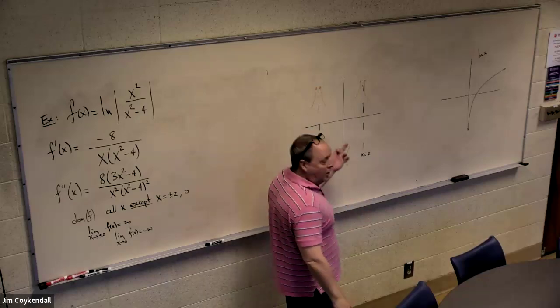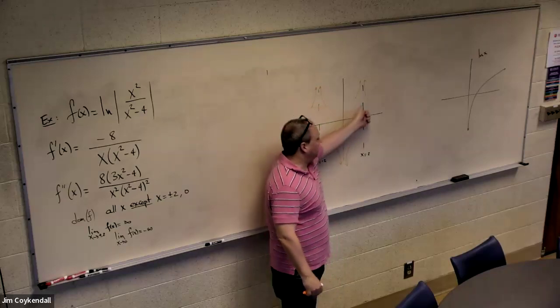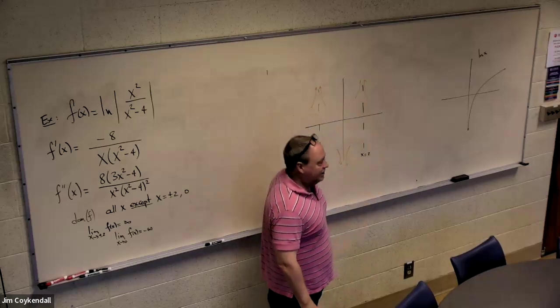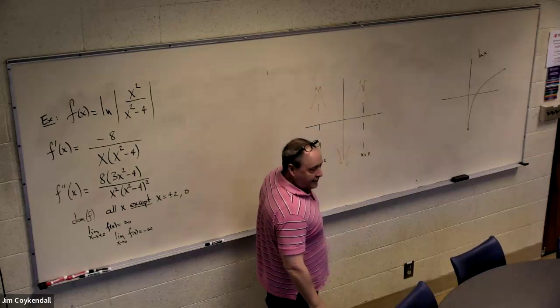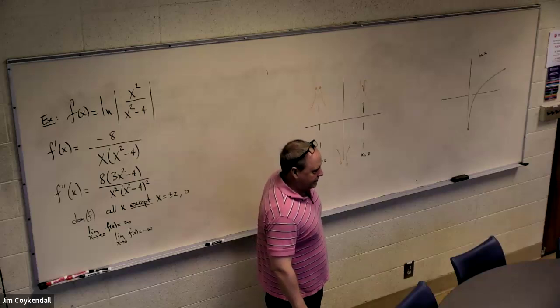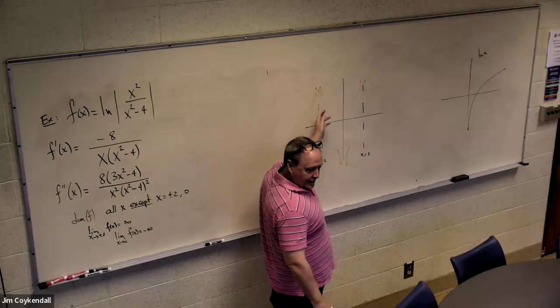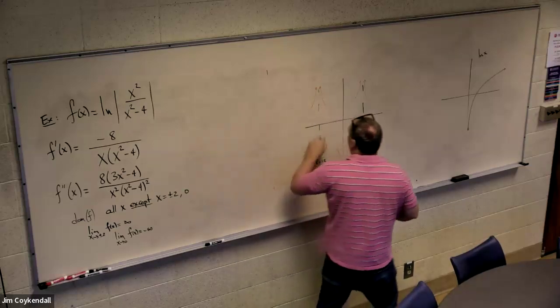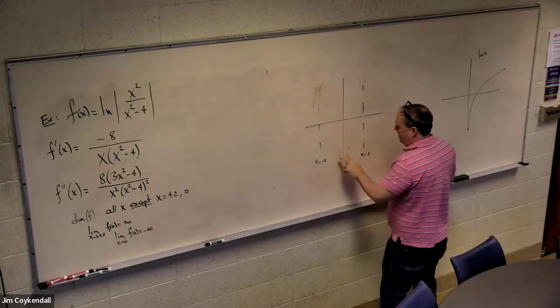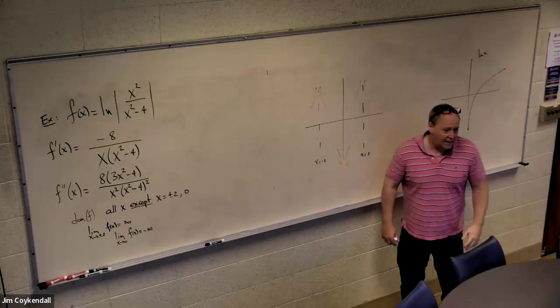So, you know what? Let me ask you a question. Very close to this asymptote, what do you expect the concavity to be? I would expect the concavity to be happy, sad, happy. Everybody agree with that?